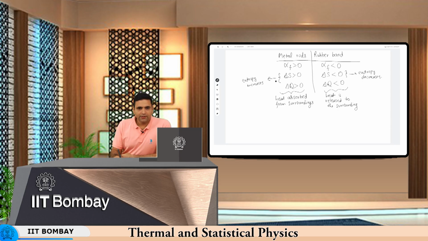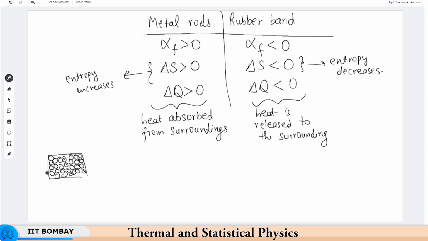Okay. And let us quickly go to the microscopic picture. So, remember what is an elastic or metal rod. A metal rod is basically a collection of many atoms, which are in a very ordered manner. They are sitting in a rod. And when we stretch this rod, these atoms have more space. So, we are increasing the interatomic distance between these atoms. When we increase the interatomic distance, there is more volume per atom available.